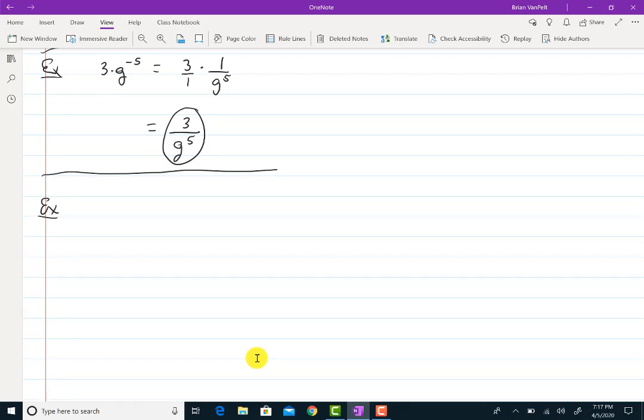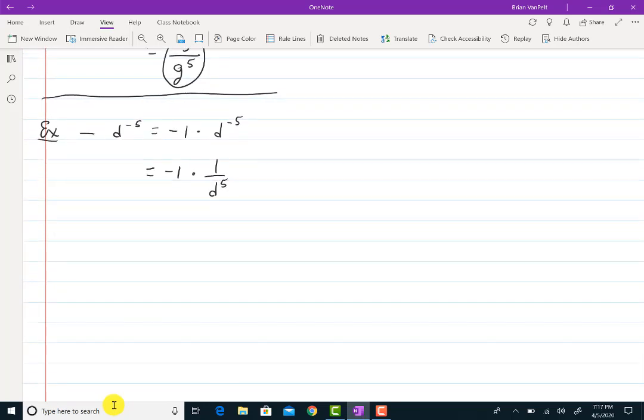Another example, suppose we have -d to the -5. I sort of indicated that you should think of this as -1 times d to the -5. That way you won't mess up the negative or the negative with 1 with the exponent. And this is -1 times 1 over d to the 5th power. And then you can finish it off by simply writing -1 over d to the 5th power.